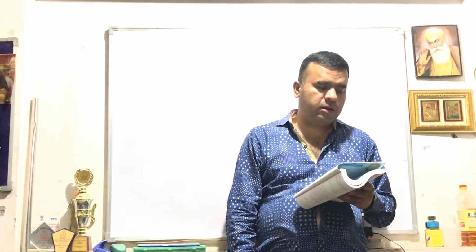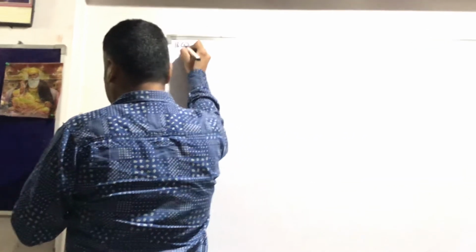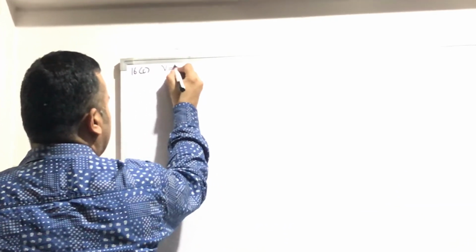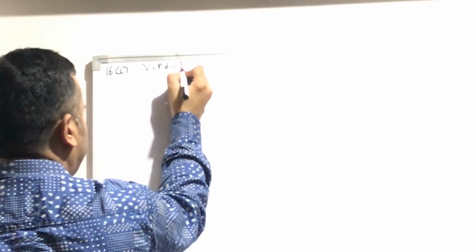Okay. Page number 6, Lakhmir Singh, question 16, C part. The question says, what is the potential difference between the terminals of a battery if 250 joules of work is required to transfer 20 coulombs of charge from one terminal of the battery to the other? So, in this case, what is the potential difference? It means V. We have to find out.